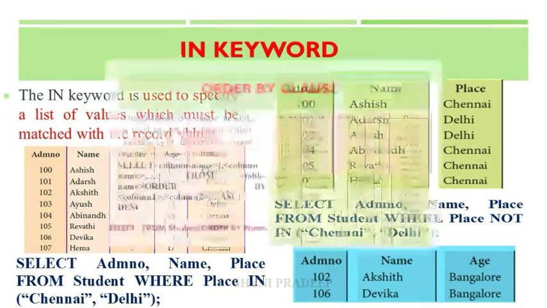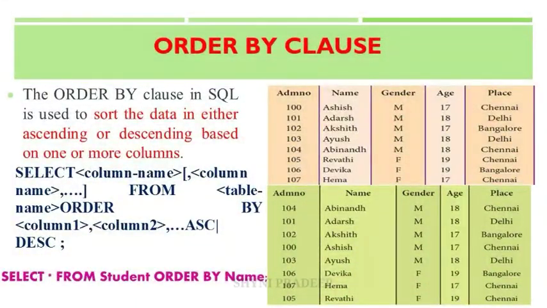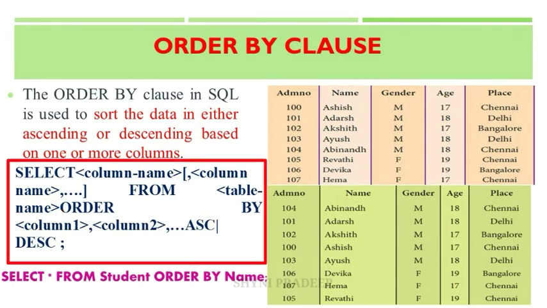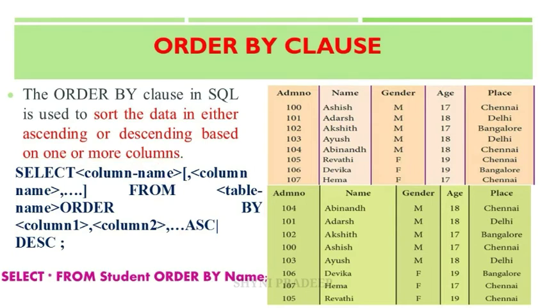Okay. Next keyword is the ORDER BY clause. This is used to sort the data in either ascending or descending order based on one or more columns. Okay. Here the ASC keyword is used to sort the data in ascending order, and the DESC keyword is used to sort the data in descending order. Okay. This is the syntax. Select column name from table name order by column 1, column 2, ascending or descending. Here the default sorting order is ascending order.